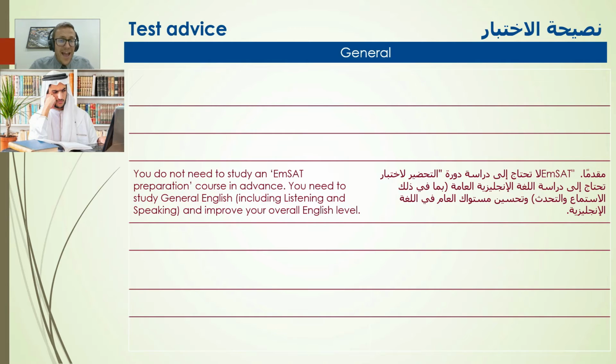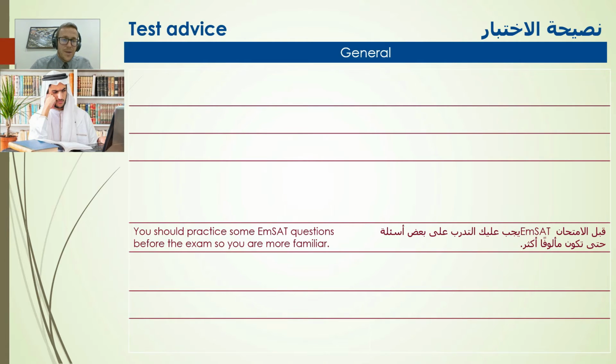You don't have to study an EmSAT preparation course in advance. You need to study general English and you need to improve your overall English level. Just making your English better will help. It doesn't have to be EmSAT practice. But you should do some practice of the EmSAT questions so that you are more familiar with how the questions work, how much time you have, how to remove answers. There's little things you can learn how to do.